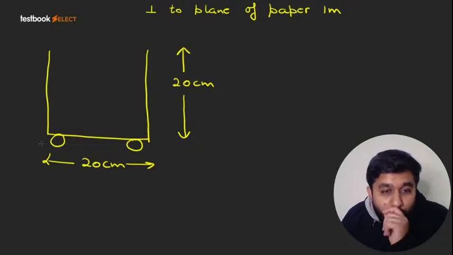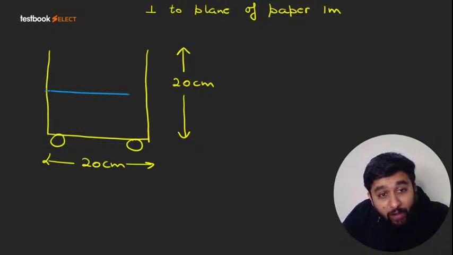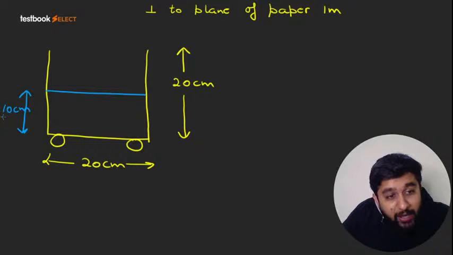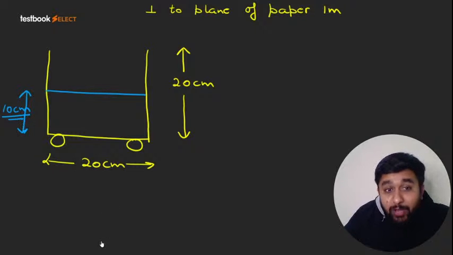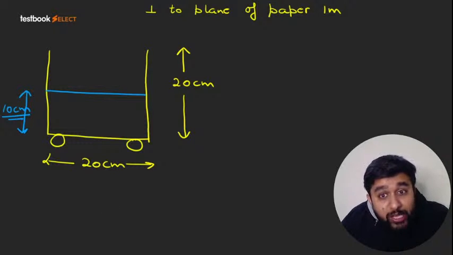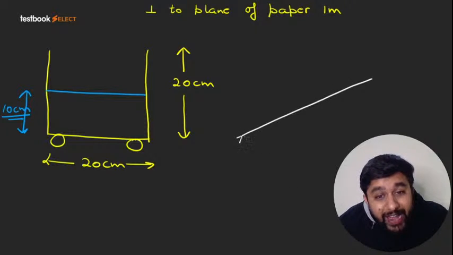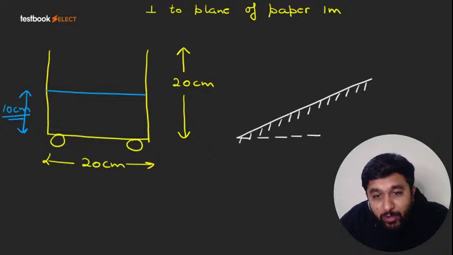So this container can move. In the container, which is initially at rest, the level of water is up to this much point. So the height of water in the container is 10 centimeters. Now the same container starts moving and goes up an inclined plane. The inclination of this plane is 30 degrees.